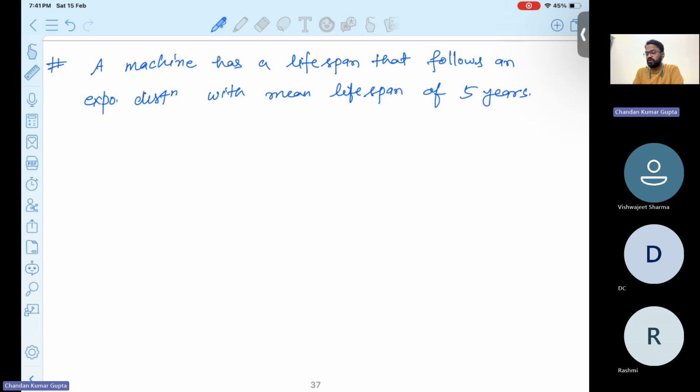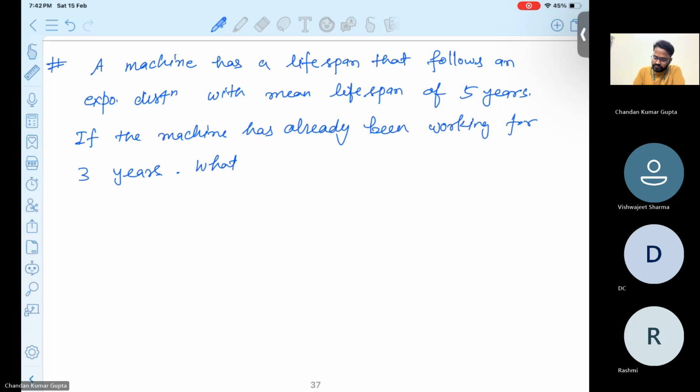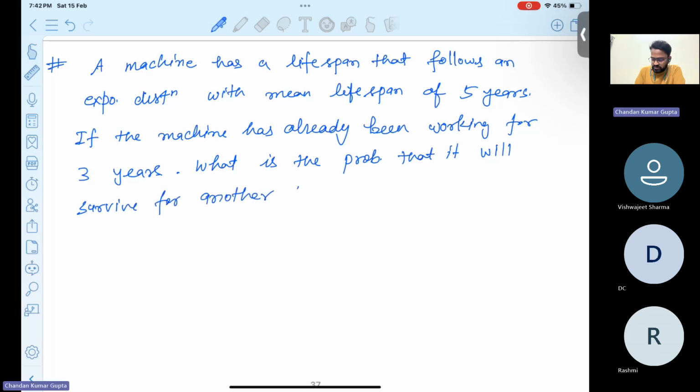If the machine has already been working for 3 years, then now the condition is there. If the machine has already been working for 3 years, then what is the probability that it will survive for at least another 5 years? Okay, then what is the probability that it will survive for another 5 years?